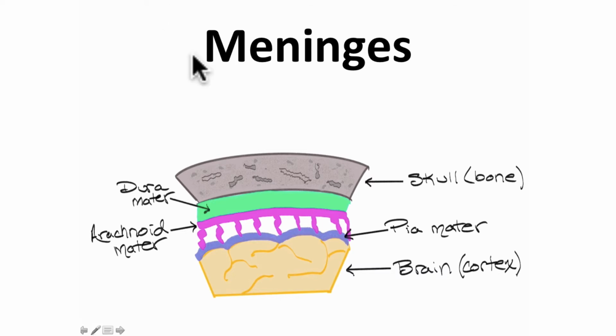So what we see in this depiction, I realize it looks like a cheeseburger, but what I have here in yellow is the cerebral cortex. At the top is representing the skull, and in between the skull and the cerebral cortex, we find the meninges. And the order of the meninges are as follows. The outermost layer is a very tough, dense, irregular connective tissue known as the dura mater.